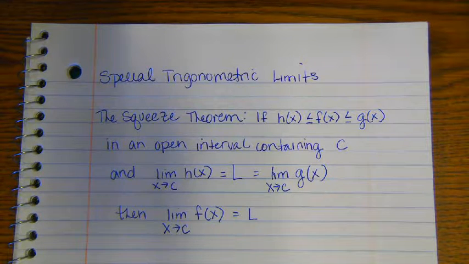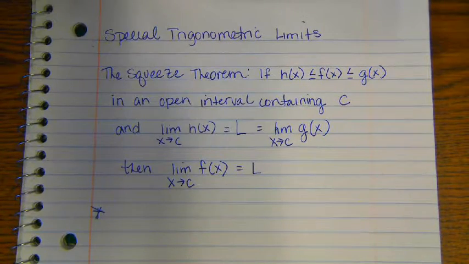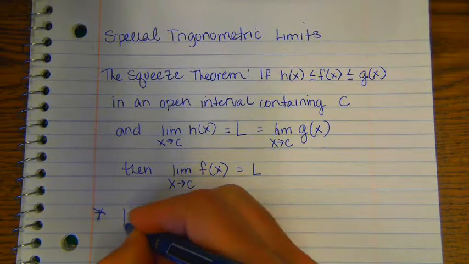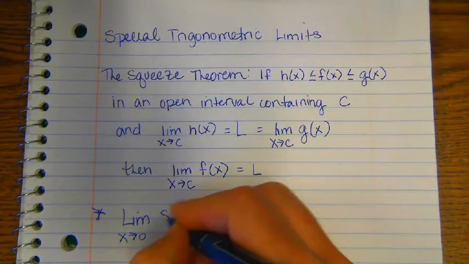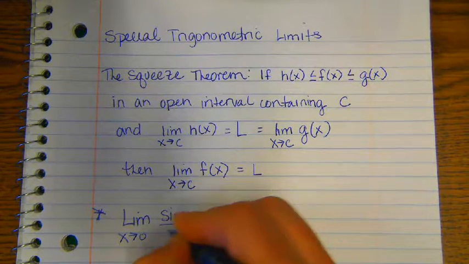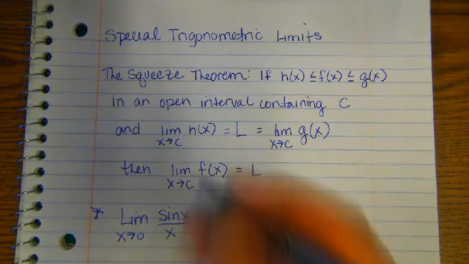One we saw in our lab, and that is the limit as x goes to 0 of sine of x over x. We cannot remove that x on the bottom, but it actually ends up being 1.